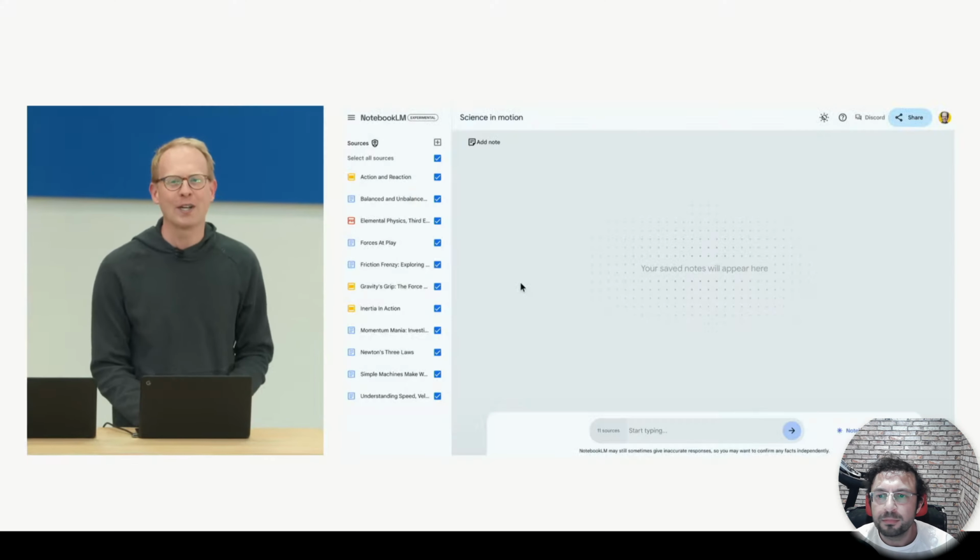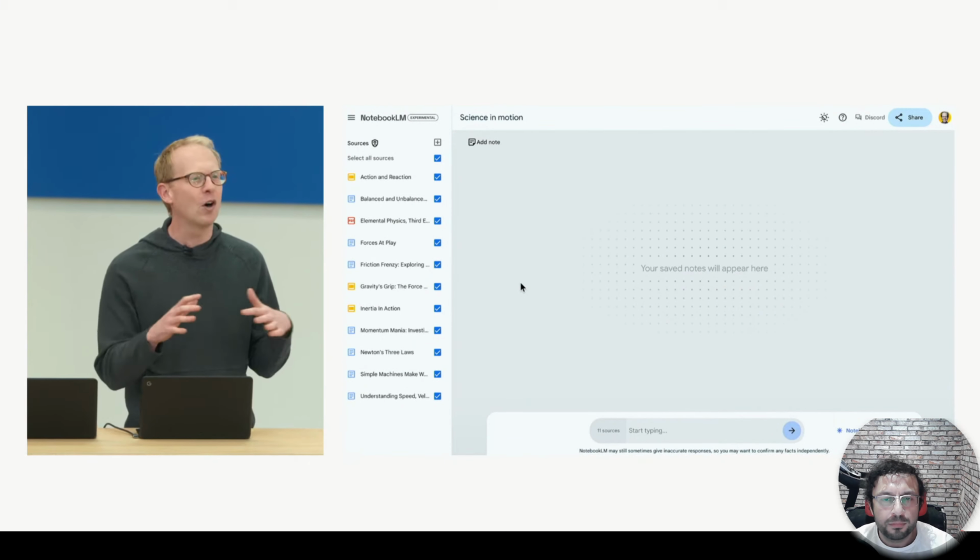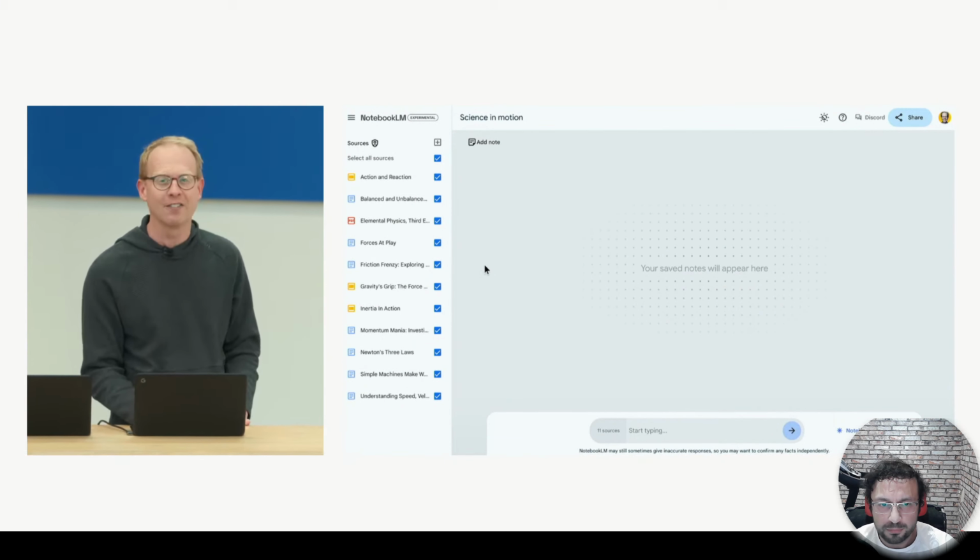Hey everyone. Last year at I/O, we introduced Notebook LM, a research and writing tool grounded in the information you give it. Since then, we've seen a lot of momentum with students and teachers using it. And today, Gemini 1.5 Pro is coming to Notebook LM, and it's great. Let me show you. So here we are in Notebook LM. You can load it up with all the materials here on the left.